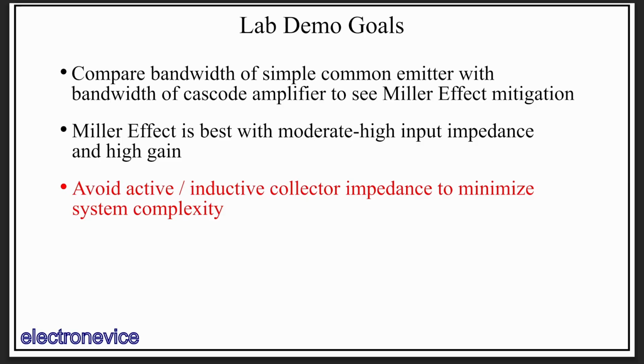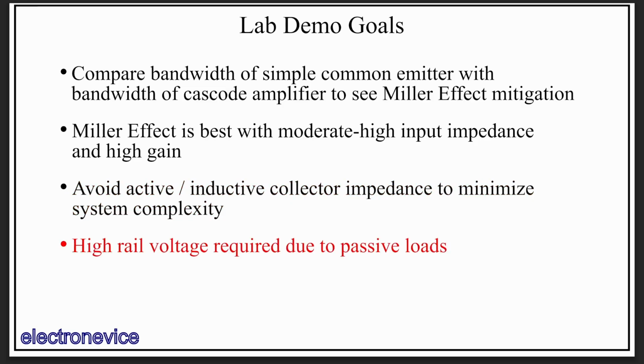In most cascoded amplifiers of high gain, the collector impedance is either active for low to mid-frequency circuits or inductive for high-frequency circuits. However, such structures complicate the circuit, and so to keep things simple, I'm going to use a simple passive resistor as the collector impedance. Finally, because simple passive resistors are a DC impedance and we want high gain, we will need a relatively high voltage rail to handle the DC voltage drop across the collector resistor to maintain a relatively high collector current and therefore a relatively high gain, as gain is proportional to collector resistance times collector current.